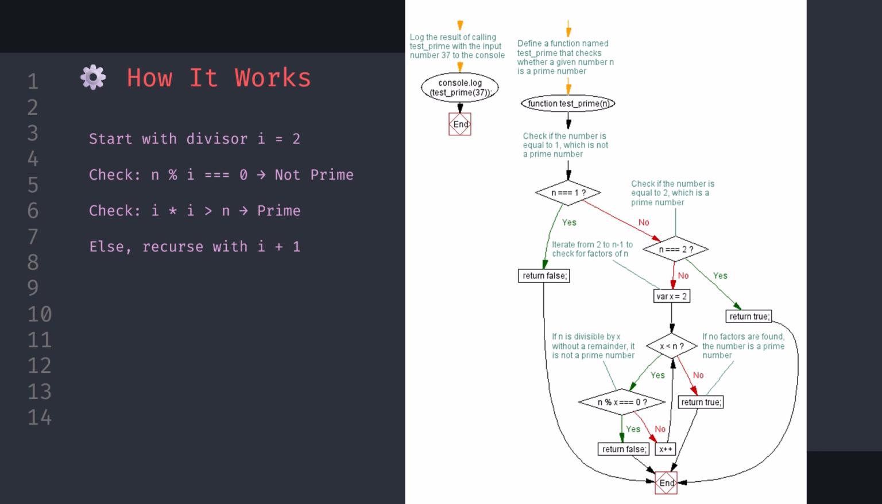The function begins by checking divisibility from 2 onward. If we find a number that divides evenly, n is not a prime. If we reach a point where i times i exceeds n, we confirm it is a prime. Recursion lets us skip unnecessary checks by leveraging mathematical bounds.